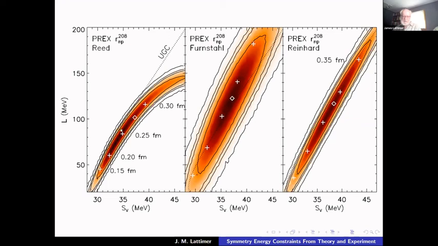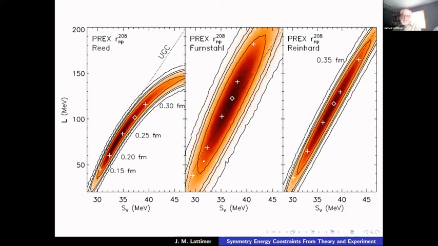And although it has been stated that there is some tension between the PREX measurement of the neutron skin thickness and the parameters around 50 MeV that we would get from looking at nuclear masses and neutron matter studies, you can see that to 1 sigma, which is shown by this first curve here, actually the traditional range of symmetry parameters, even independent of which interaction results you use from Reinhard, Reed, or Fernstall, to 1 sigma there is overlap here.